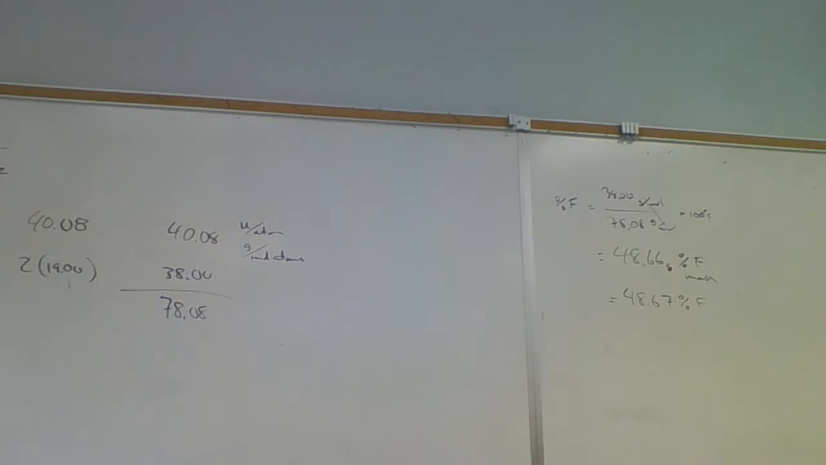Calcium is in the family of the alkaline earth metals. Fluorine, you know what family fluorine's in? Fluorine, these we call the halogens. Fluorine, chlorine, bromine, the halogens.